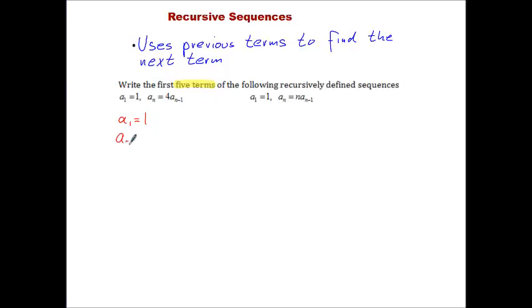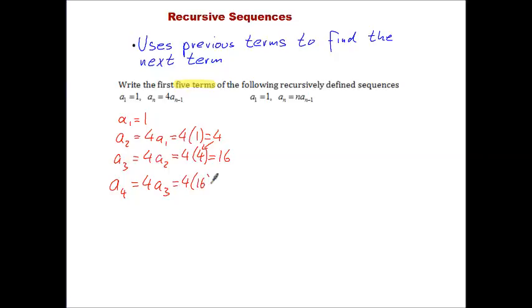So a sub 2 will be equal to 4 times a sub 1. And that is 4 times 1. Or just simply 4. A sub 3 then will be 4 times a sub 2, and that is 4 times 4, and that's 16. So we're using the 4, that's the previous term, to find our next term, a sub 3. And then a sub 4 will be 4 times a sub 3, that means 4 times 16.